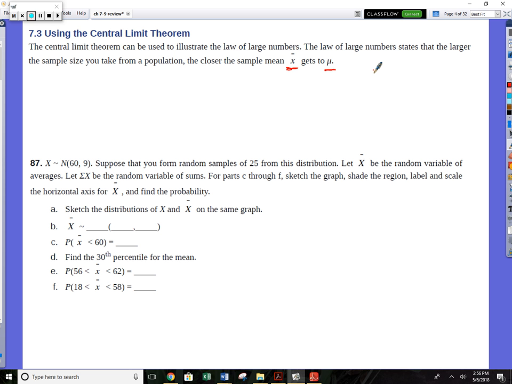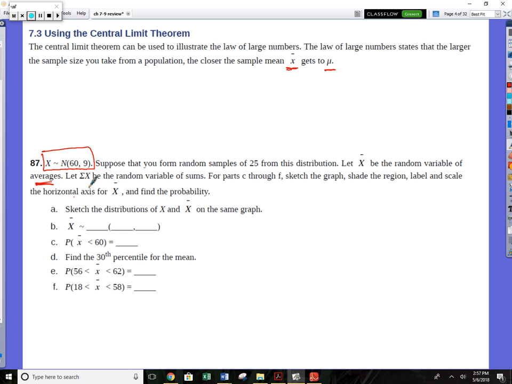87. Okay, 87. They're giving you this data comes from a normal distribution. So the original distribution is given. It's a normal distribution. Looks like the average is 60, standard deviation of 9. Who knows what it's talking about? Suppose that you form random samples of 25 and let x bar be the random variable of the averages.